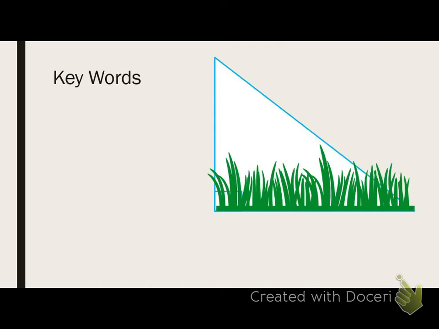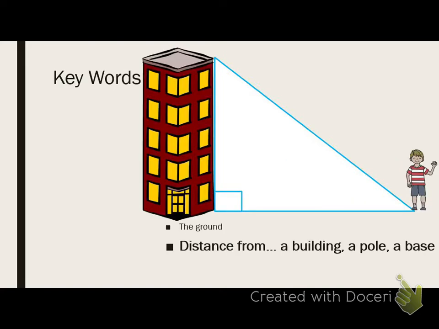Okay, so now we're going to talk about the bottom. The most common horizontal side will be the ground. So whenever you're drawing and you're hopefully picturing this in your head, buildings sit on the ground, slides are on the ground, trees are on the ground, all that. The distance from a building, a pole, a base, this is the hardest one for people. But you're looking for that keyword from.